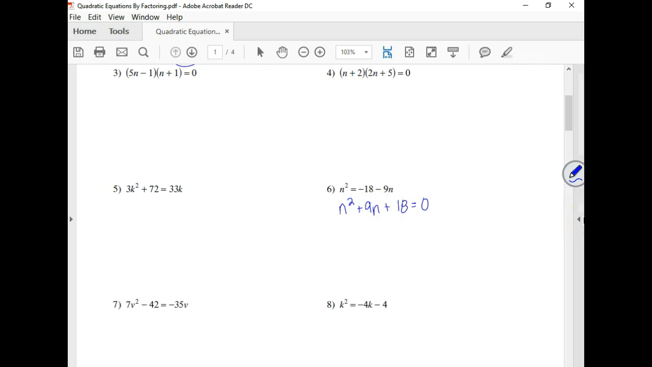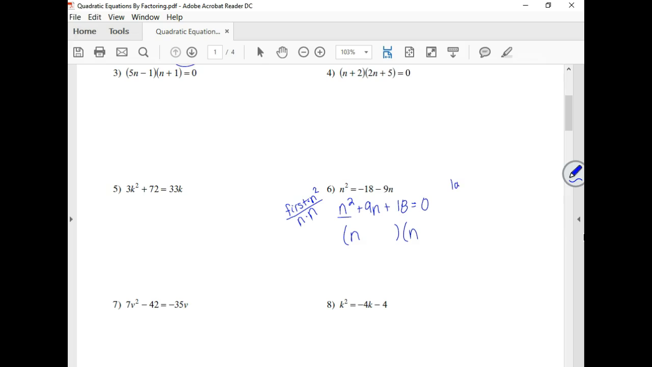So to factor, what we're going to do is we're going to think of what we would need to multiply to get our first term here. So our first term is n squared, and the only 2 things we can multiply to get n squared are n and n, are the only ones that will work here. So n and n will go into our parentheses.